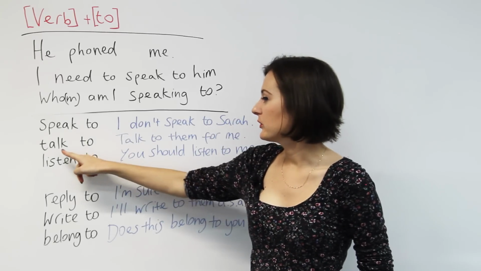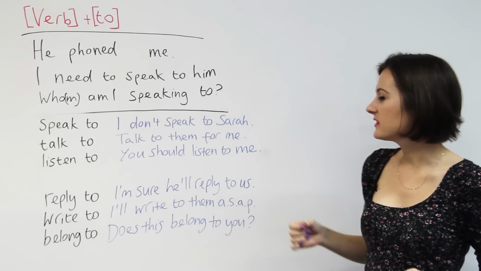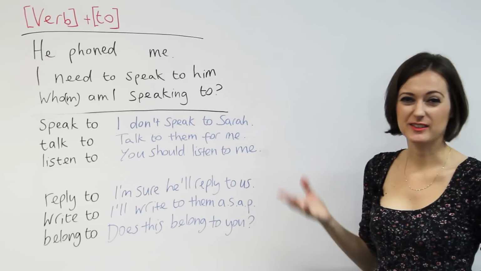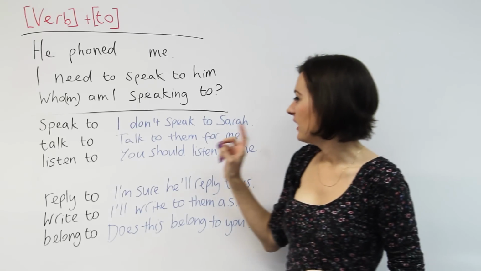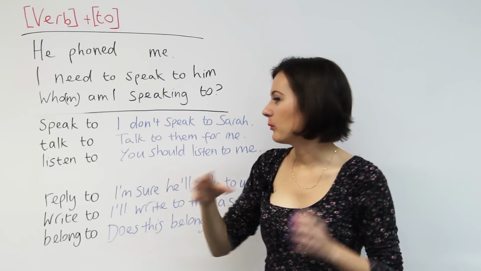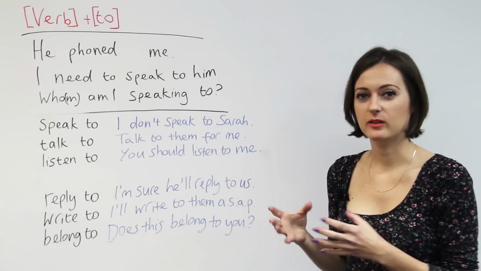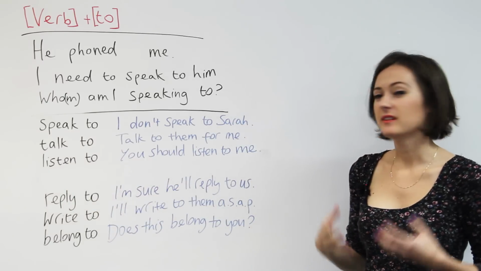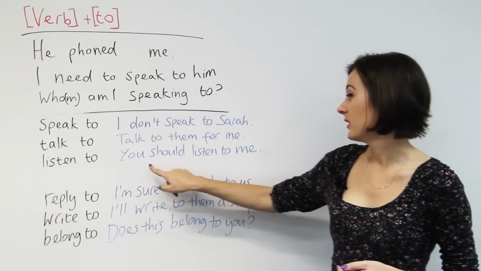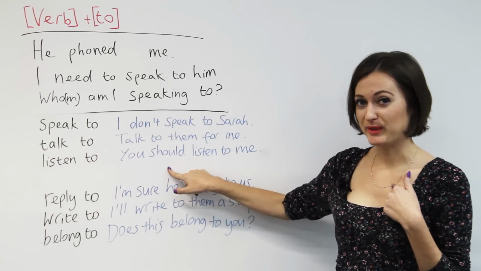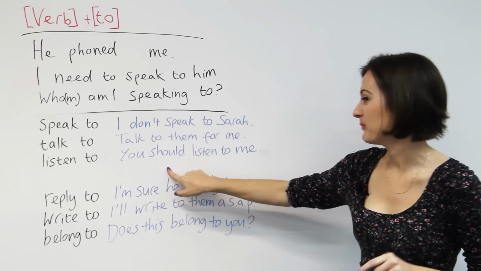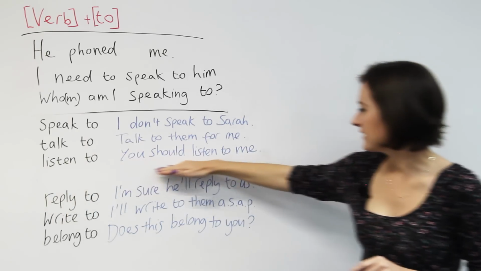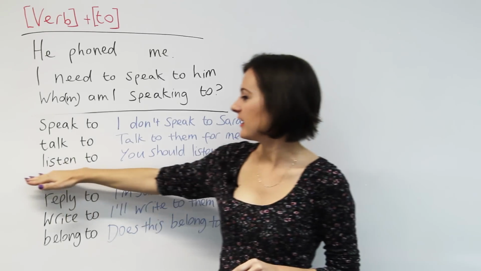Next example, talk to. Talk to them for me. Don't know what accent that was. It just kind of came out. Yeah, we talk to someone. We need an object. Listen to. This is very good advice for all people. You should listen to me. It'd be worth it, trust me. Here's a gap. Nothing to learn here.